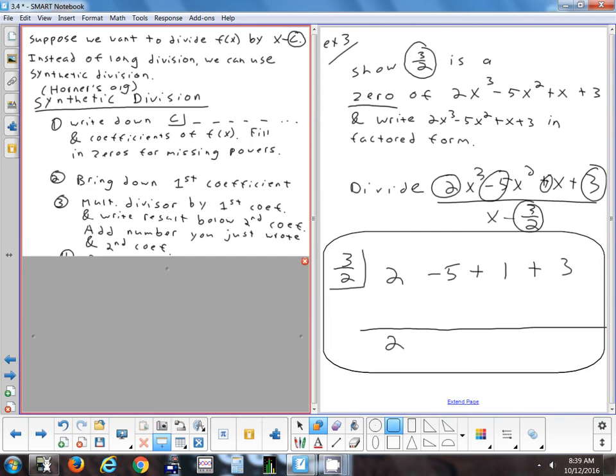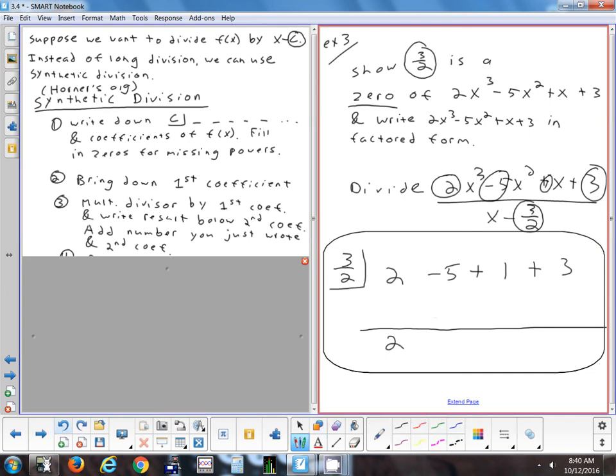Okay, it says multiply the divisor, the number that's in that little bracket, by the first coefficient you just brought down, and you're going to write the result below the second coefficient. So let's do that. What's 3/2 times 2? What is it? 6/2, which reduces to 3. Let's try writing with real numbers. 3. So I multiplied the divisor by the first coefficient, and I put the answer right below the second coefficient.